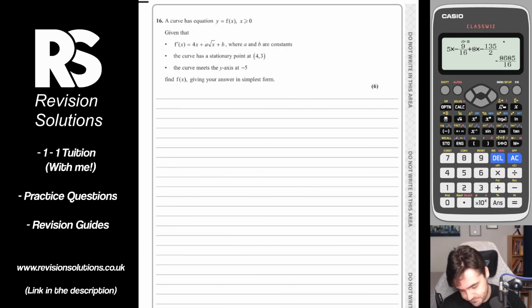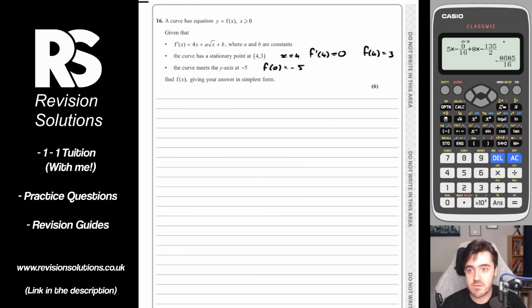So the info is obviously f dash of x, but what do the other 2 points tell us? Well, the second bullet point tells us 2 things, actually. If it's a stationary point, we know that at x equals 4, f dash of 4 is going to equal 0. But also we know, well, just f of 4 equals 3. So that's 2 pieces of information. And then the curve meets the y-axis at minus 5. So that's when x is 0, y is minus 5. So f of 0 is minus 5. So that's going to produce some equations for us to let us solve for a and b.